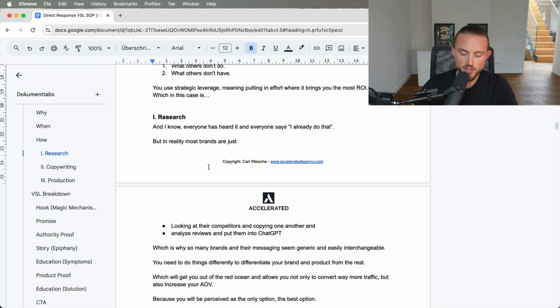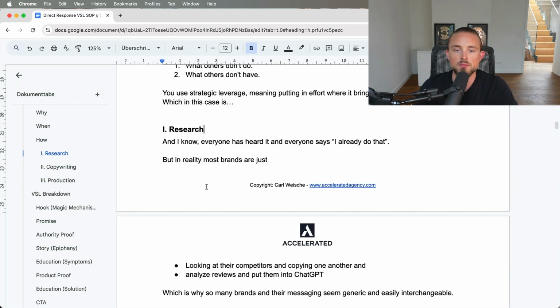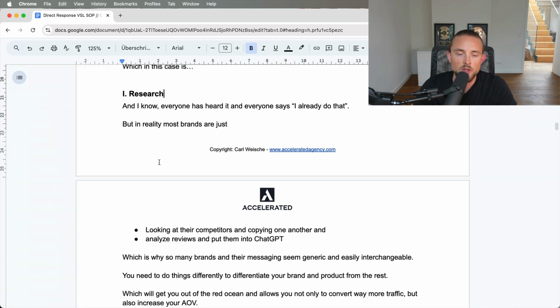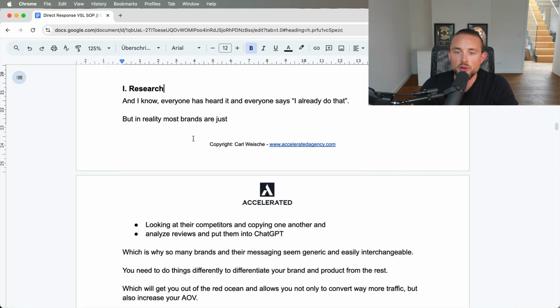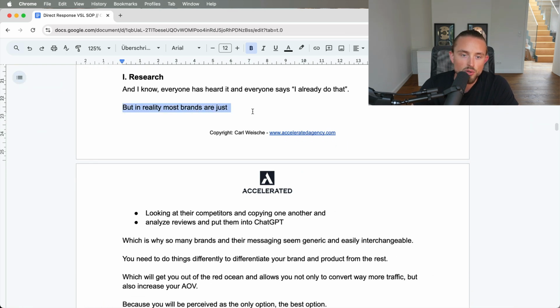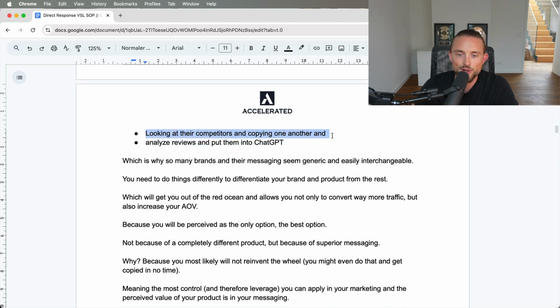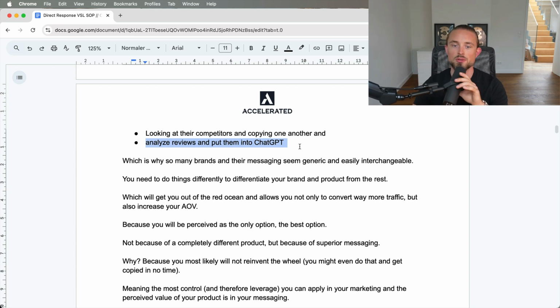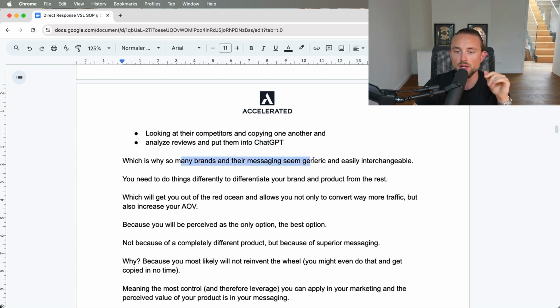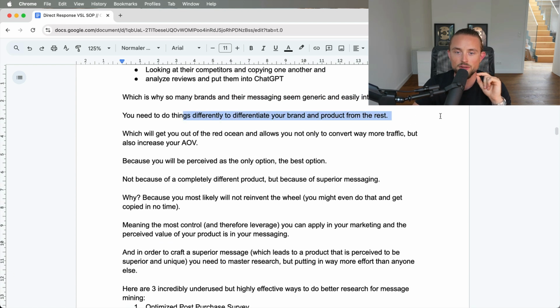Now, with research, everybody thinks, okay, I already do that, right? But in reality, most brands are just looking at their competitors, looking at the Facebook ad library, or just put stuff into ChatGPT and say, analyze my customer avatar. And that's not research, right? And that's why also so many brands and the messaging seems generic and easily interchangeable. So you need to do things differently to differentiate your brand and product from the rest.